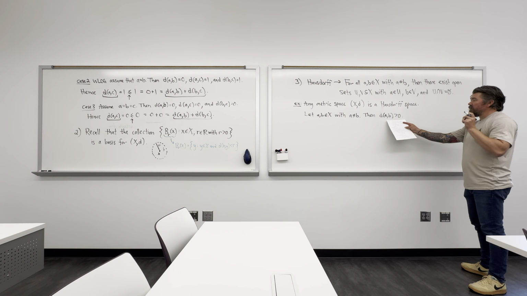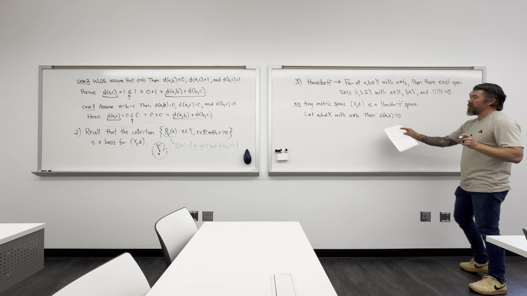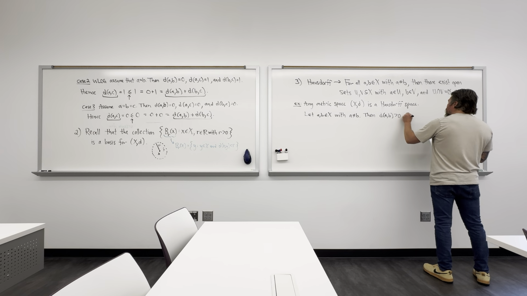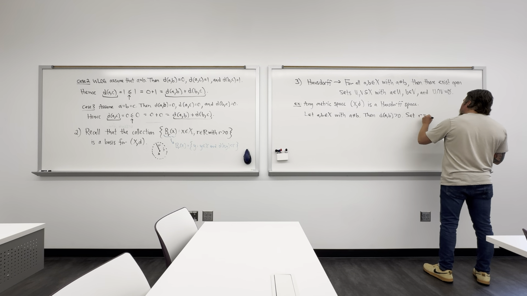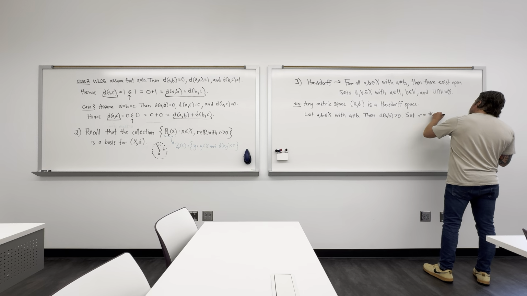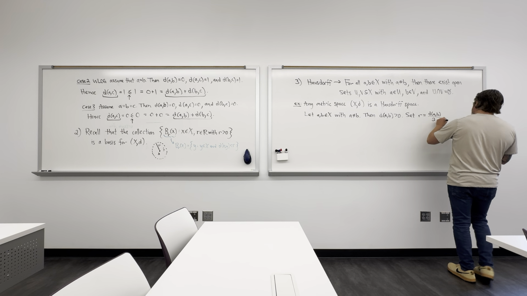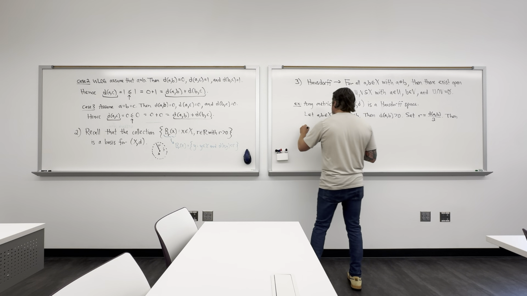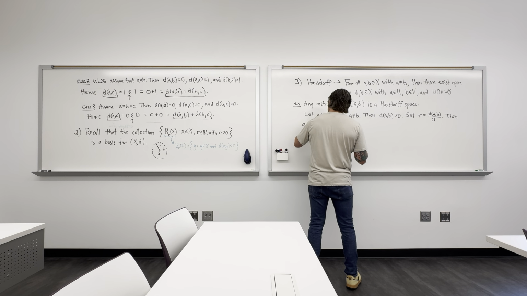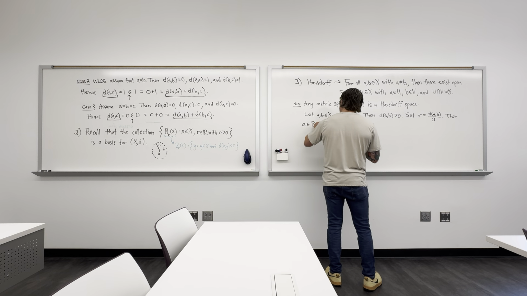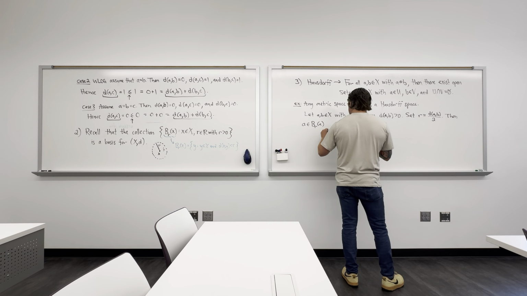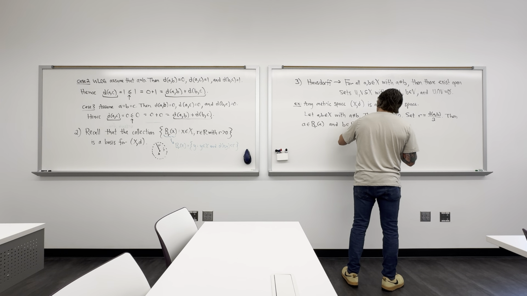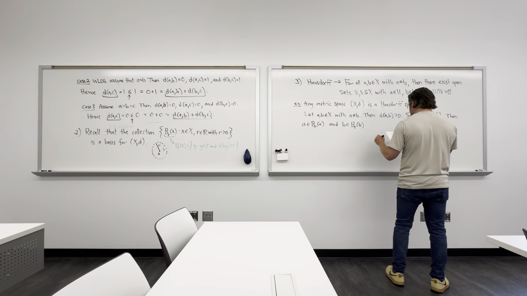Right, so the distance between A and B is positive because they're not equal. It's only 0 when they're equal. What we can do is set a radius R to be this distance over 2. Then clearly, A is in the open ball centered at A of radius R, and B is in the open ball centered at B of radius R.